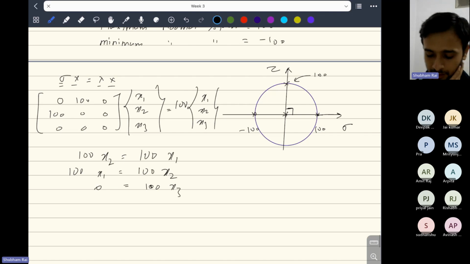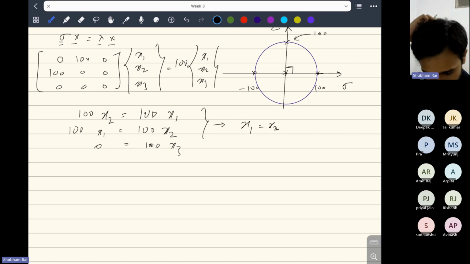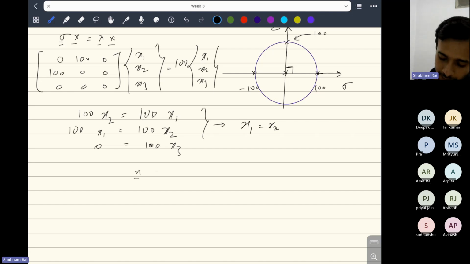So x3 is 0 obviously, and from these two you are getting a relationship that both are dependent on each other. So x1 will be equal to x2. Now we try to write the eigenvector. Let's say we take x1, x2 as 1, 1. And we normalize it. So we get the eigenvector, let's denote it with n, as 1, 1, and 0. And if we take the unit normal vector, it will be 1 by root 2.